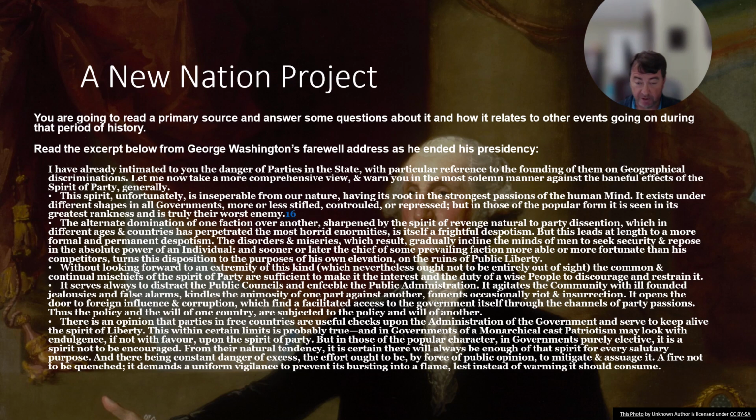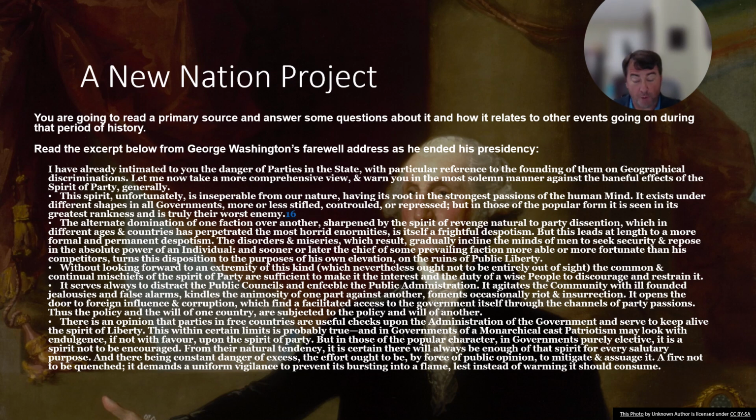And of course, the lessons in this unit are going to help you to do so because you're going to learn about things going on around George Washington's presidency, which will help you contextualize that. You're going to read this excerpt and answer some questions about it. Just to give you an example, I'll go through some of the key phrases. In the very first part of the excerpt, he says, "I have already intimated to you the danger of parties in the state, with particular reference to the founding of them on geographical discriminations." So what he's talking about is the dangers of parties.